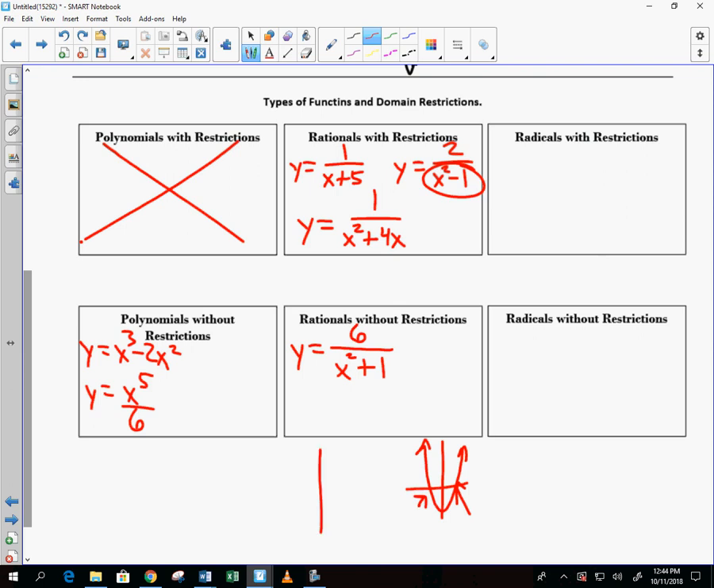Think about the graph of x squared plus 1. It's shifted up 1 unit. Does that ever cross the x-axis? No, it's never equal to 0. That's what it means to cross the x-axis. So you can see it has no issues.